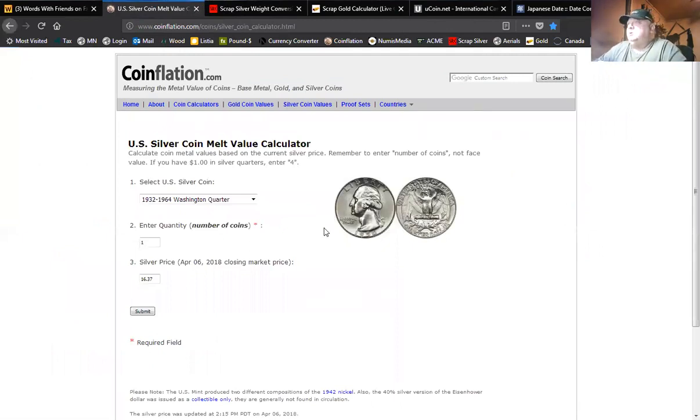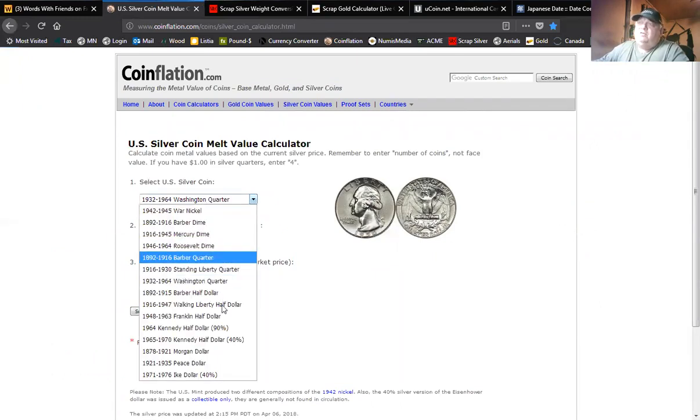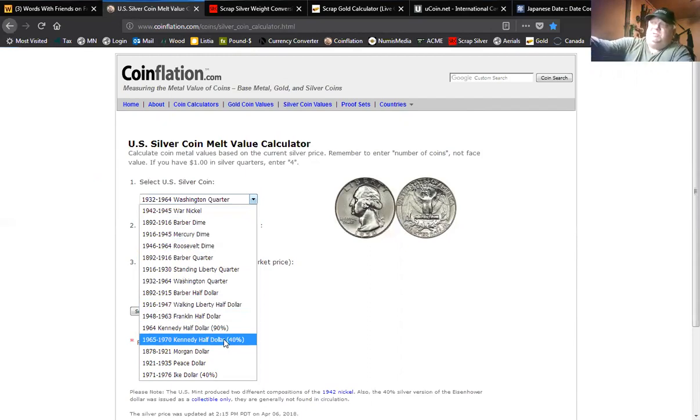And now we're going to go to the, everybody is big into silver stacking and all that. This is strictly the melt value of the silver coins, of the silver content in the coin. This price changes every day. The value of silver right now is 16.37 per troy ounce. Now, just to give you an idea, we do a lot of 40% halves, and there are 90% halves. Of course, Franklin, Walking Liberty, Barber half dollars are all going to be the same 90%.